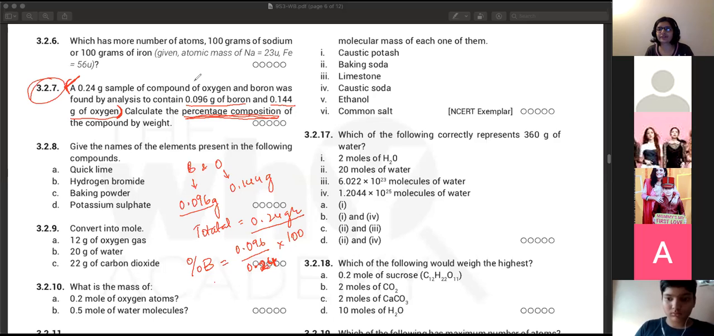Neil has also solved it. Awesome. Okay. So boron is 40% and oxygen 60%. Cool. Yes. Jaden has also got it. Good, good.